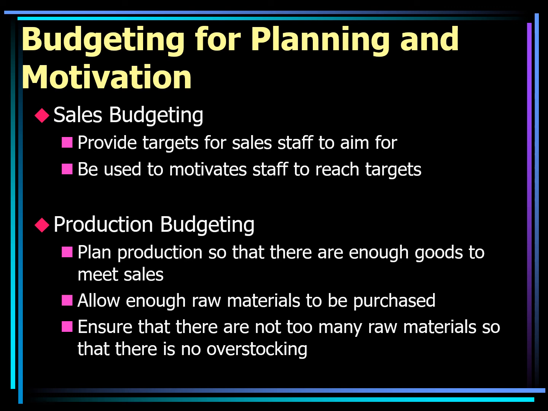They will also have to do budgeting for their production. So they'll need to plan production so that there's enough goods to meet sales, allow enough raw materials to be purchased, and ensure that there are not too many raw materials so there is no overstocking either. So budgeting is not just for the finance department, it is regularly used in marketing and operations and can be used to help production and motivate staff.